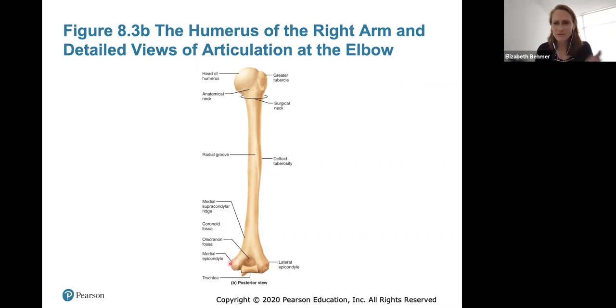epicondyle. If you're confused about which side is medial and lateral, the head of the humerus is more medial because it's closer to the midline, closer to the inside of the body. And the medial epicondyle is also on the medial side of the humerus, which will be where your head is. You also have the surgical neck and the anatomical neck, which surround the head of the humerus.